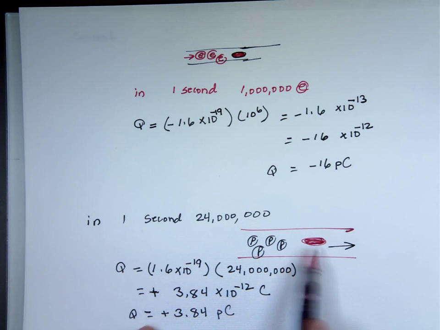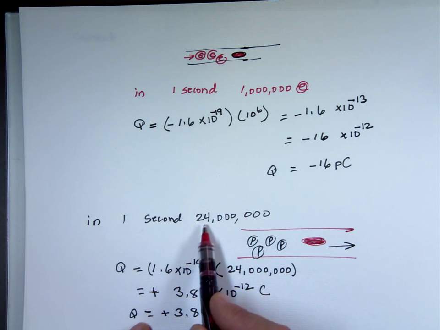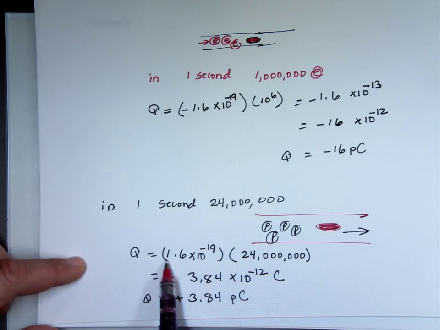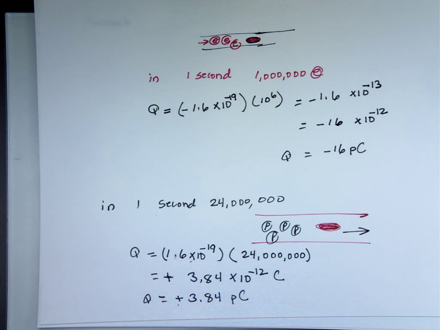In this example, I was watching through this window and counting how many protons are going by. I said, let's assume that 24 million protons actually went by in 1 second. The charge will be, this is the charge of one proton, this is the number of them, you multiply them, and that's the total charge. So now we're back on track.